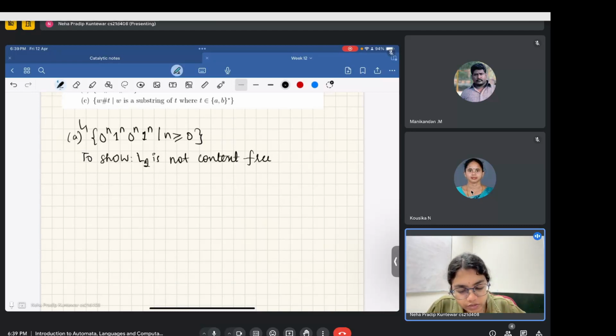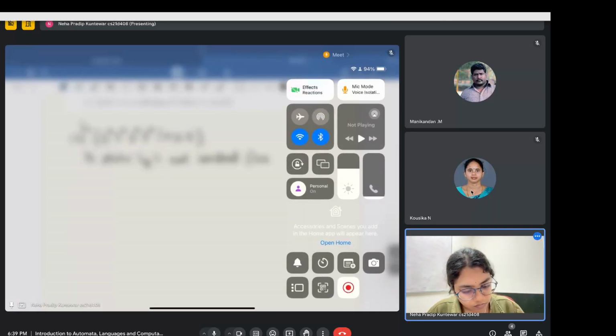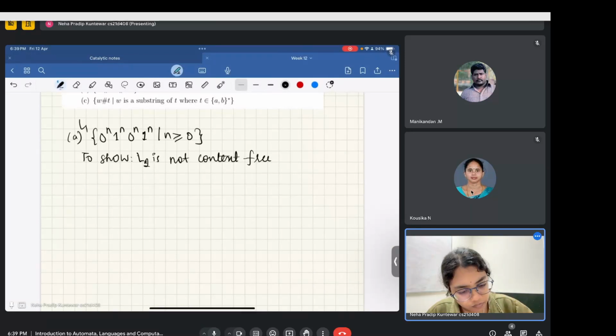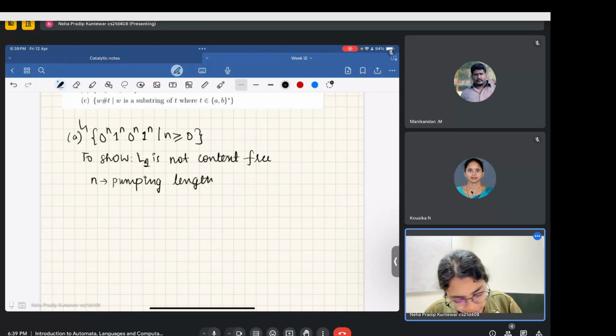Okay, so let's discuss. Suppose that n is the pumping length for us. Then we look at the string x, which is 0 to the n, 1 to the n, 0 to the n, 1 to the n.